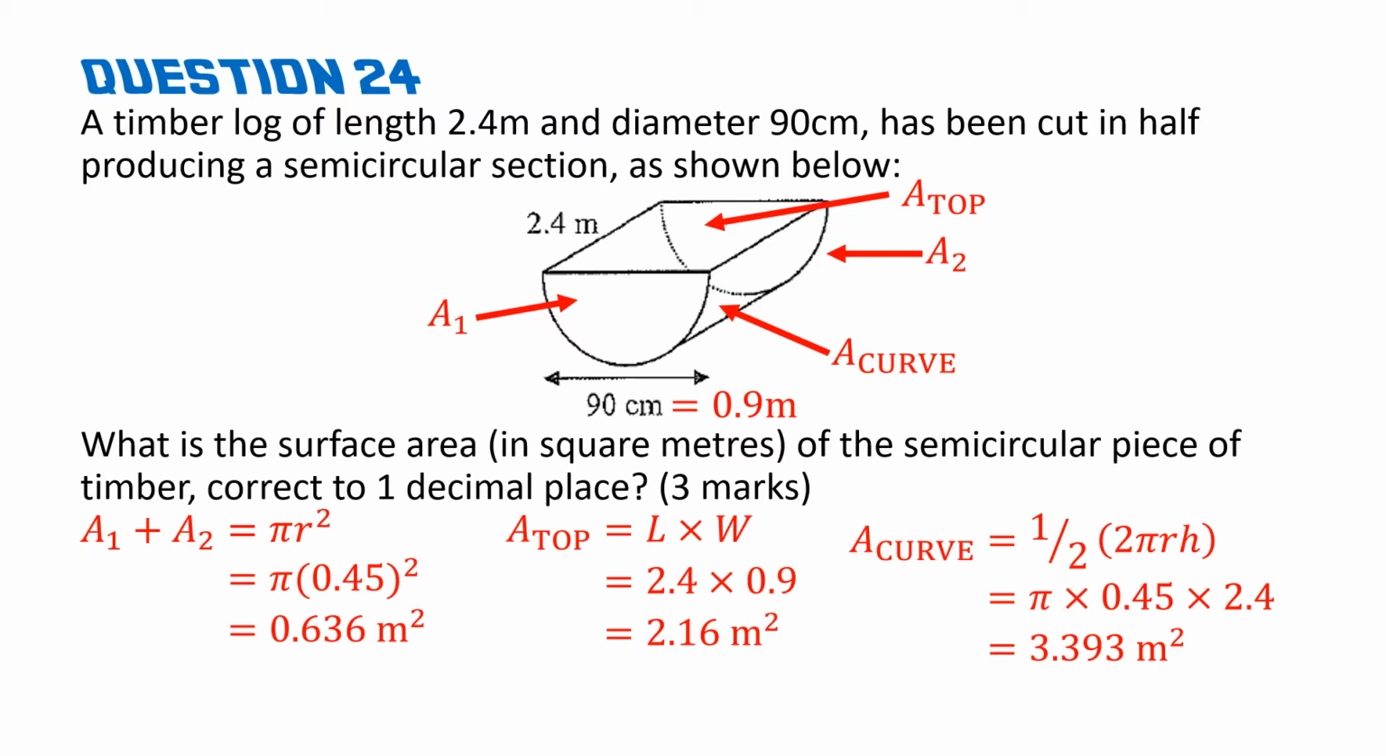What then is our total area? Well, we just want to add those three numbers together. So we're adding 0.63, 2.16 and 3.393 to get that the total surface area is 6.2 metres squared. Surface area is never a simple formula. It's always a case of having to work out all the individual areas and add them up.